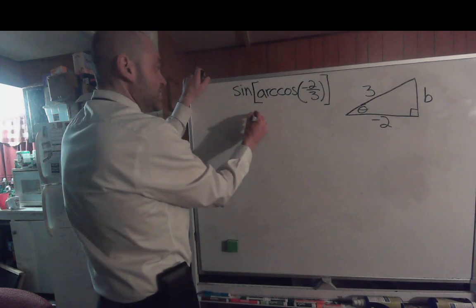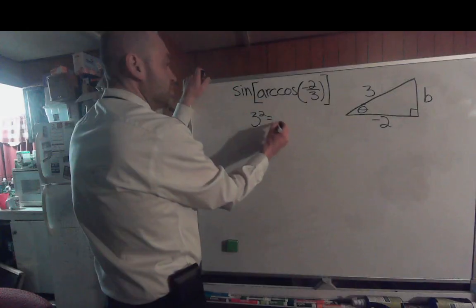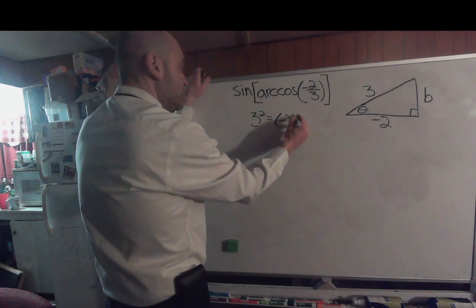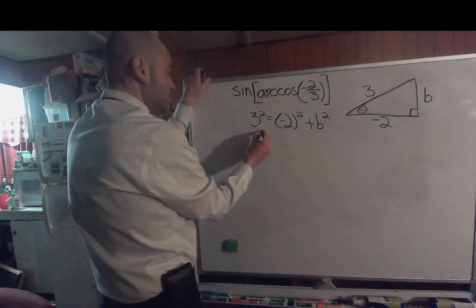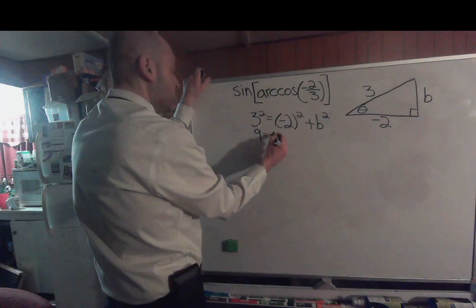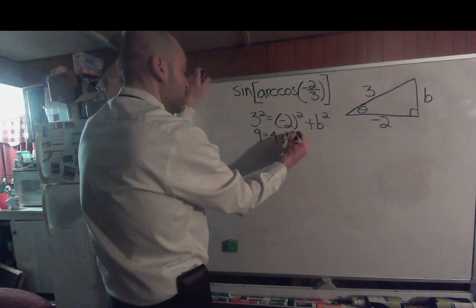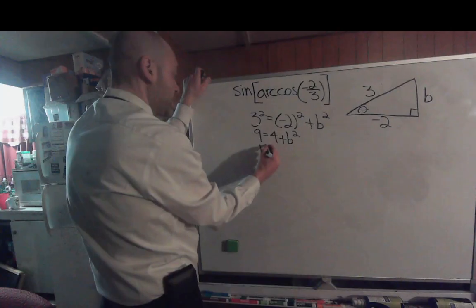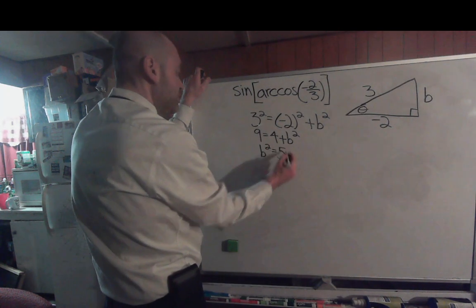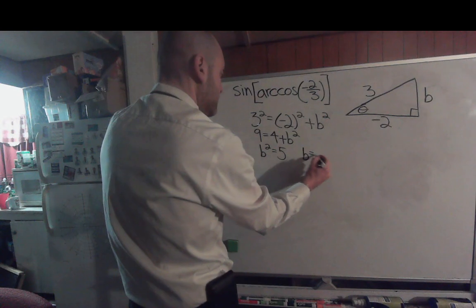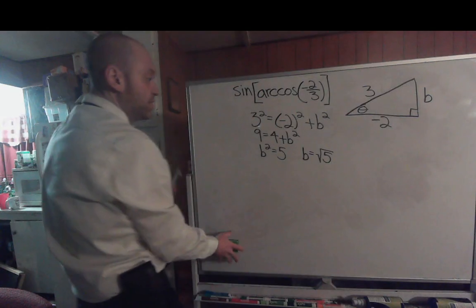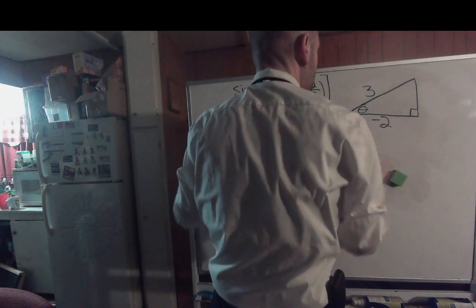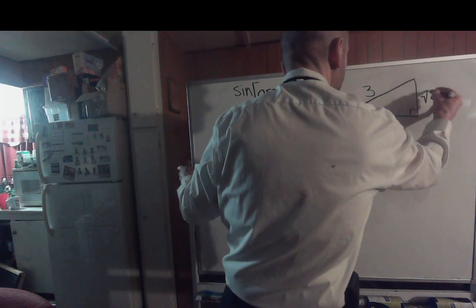So that means then 3 squared equals that negative 2 squared plus b squared. So 9 equals 4 plus b squared. So b squared equals 5, which means b would have to equal the square root of 5. So now we found the length of side B, and that's going to be the square root of 5.